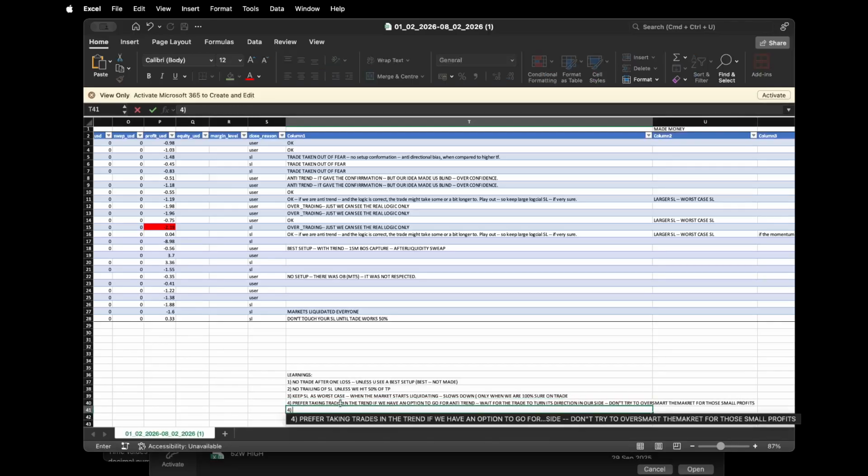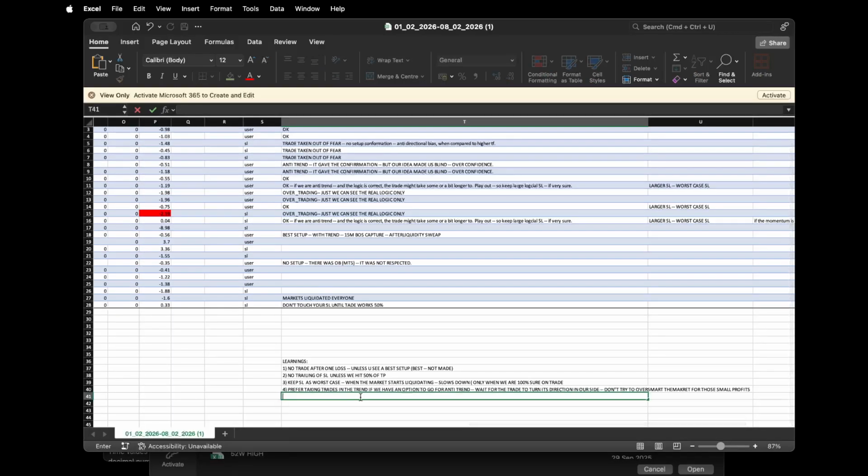Fifth learning that I would take is no setup: don't trade without confirmation. A very basic one, but I don't know why I just don't follow these things, despite the fact that I know them.